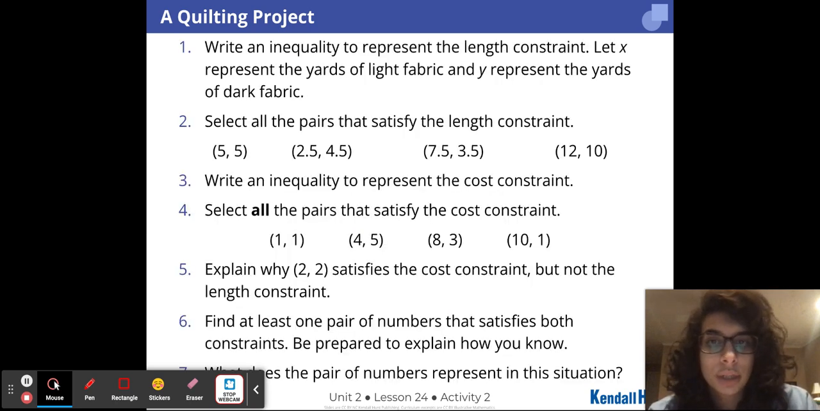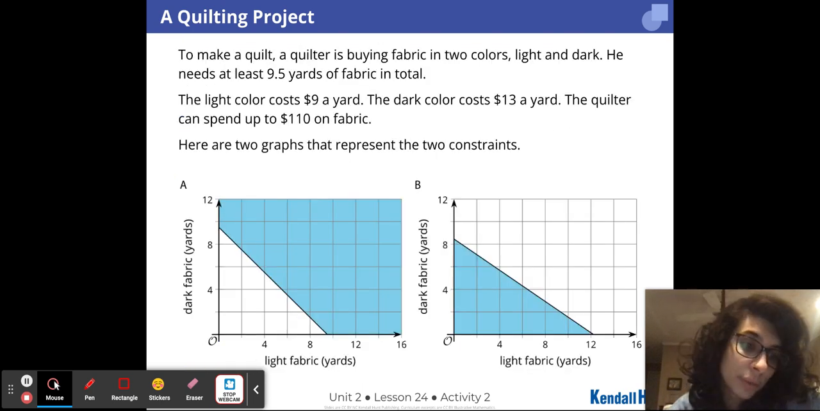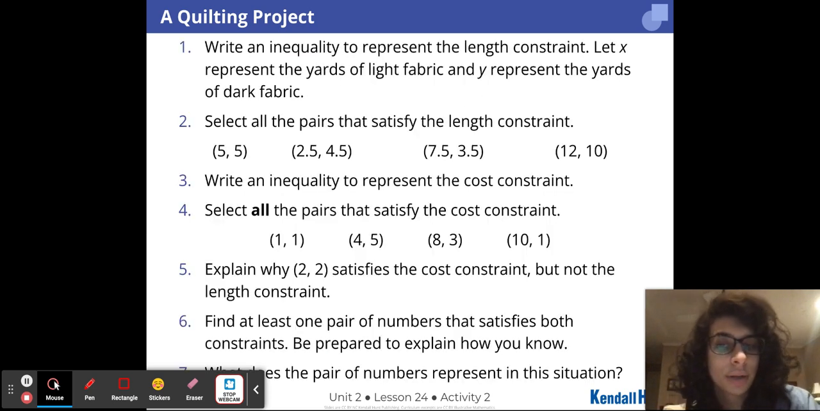Your first step is to write an inequality to represent the length constraint. Let x represent the yards of light fabric and y represent the yards of dark fabric. If you need to remember how to write an inequality, go back to lesson 23. Select all pairs that satisfy the length constraint. Write an inequality to represent the cost constraint. Select all pairs that satisfy the cost constraint. So you're writing two inequalities, and you're telling me which pairs actually satisfy each of the constraints. I give you a hint: I also give you the graph, which makes it a lot easier to tell me where the solutions are. And so tell me where those two solutions are.